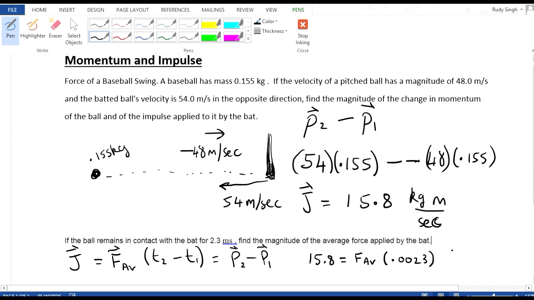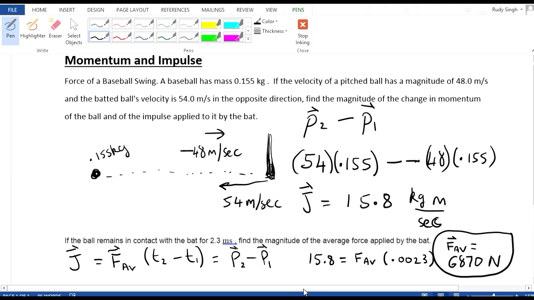And so we solve this for the average force. You divide both sides by 0.0023, and you get approximately 6870 newtons, because the force is going to be in newtons. And so that's my average force. So you divide both sides by 0.0023 to find the average force.